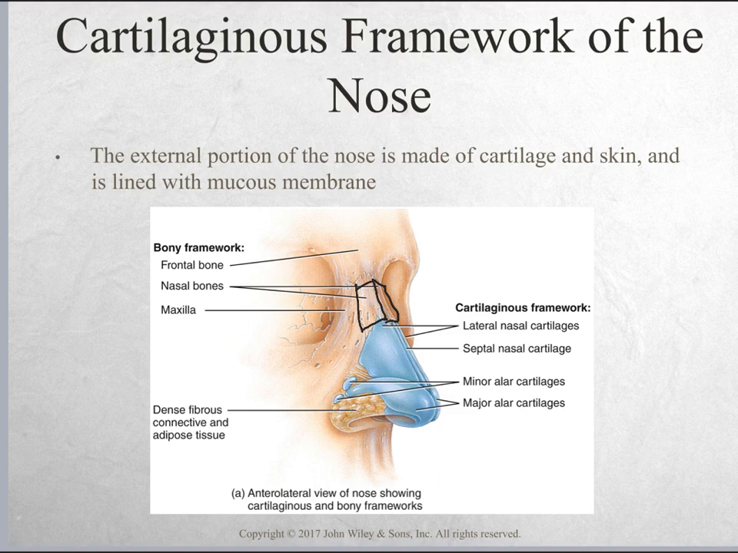We get two lateral nasal cartilages, a septal cartilage. So this is what separates the left and right portion. It is going to link up to those two bones, the vomer and the perpendicular plate of the ethmoid that forms that nasal septum. We get these minor and major alar cartilages, again, making that outside framework of your nostrils. And then we get some dense fibrous connective tissue in through here with some adipose, again, framing and outlining that nostril cavity.